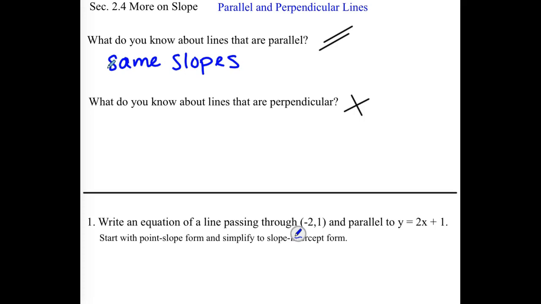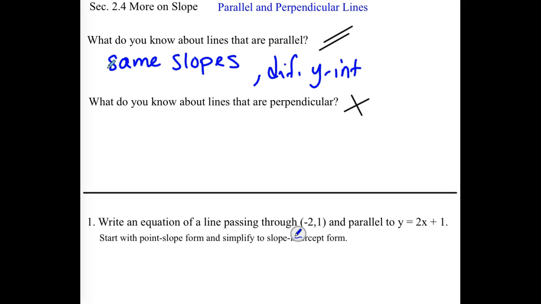Picture two lines graphed, two parallel lines graphed on a coordinate plane. Would they have the same y-intercept? No. So they have the same slope but different y-intercepts? If they had the same slope and the same y-intercept, it would be one line, right? What do we know about perpendicular lines?